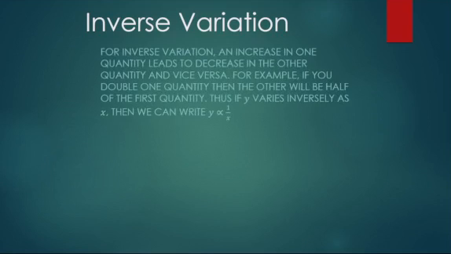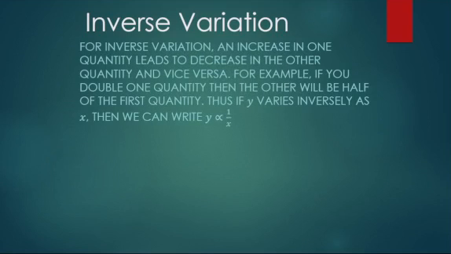So let's get to the meaning of inverse variation. What does it mean? For inverse variation, an increase in one quantity leads to a decrease in the other quantity and vice versa. Now, what does this tell us? It simply lets us know that when, for example, you increase quantity A, quantity B will go in the opposite direction, that is, decrease. And of course, if you decrease quantity A, quantity B will go in the opposite direction, increasing itself. So this is the simple explanation of inverse variation.